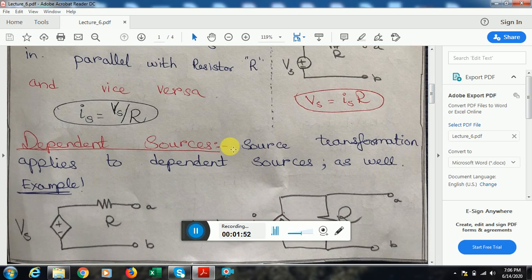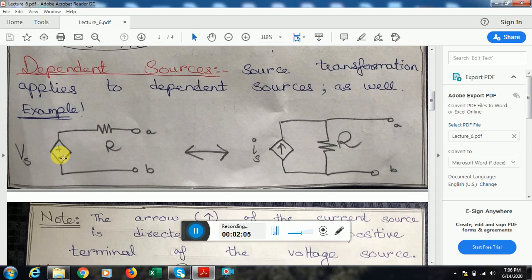Here I would also like to mention that unlike superposition, where we used to deal with independent sources, here we can also transform dependent sources into each other. For example, if I have a dependent voltage source in series with a resistor, this can be transformed into a dependent current source in parallel to a resistor. Please remember that a dependent source is going to be transformed into a dependent source, and also recall that the diamond shape shows a dependent source. When we have a polarity across a dependent source, this means that it is a voltage source. When we have an arrow inside the dependent source, that means it's a current source.